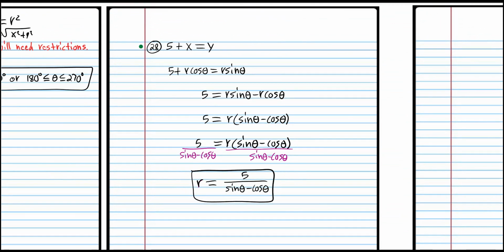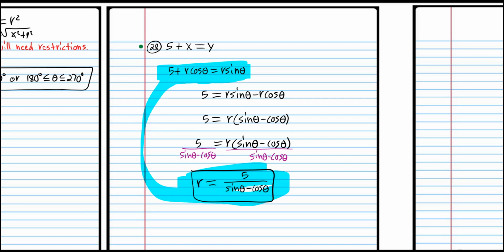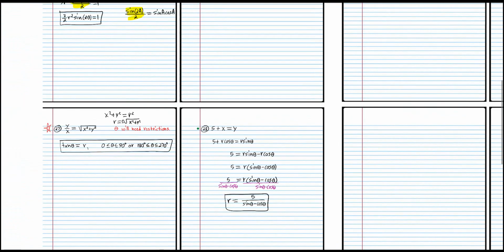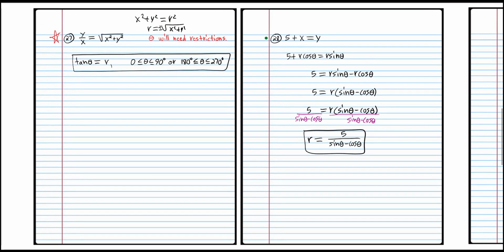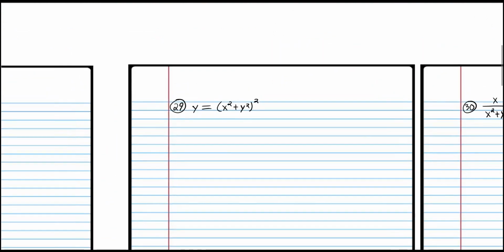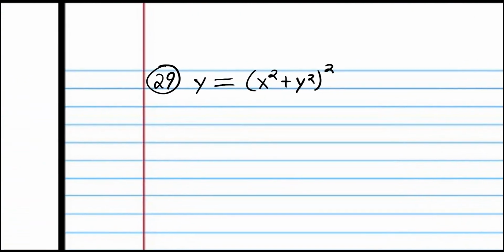Again, you can just leave your answer in this form up here. If you didn't convert to this form, that's okay. But just be aware that sometimes you'll see that form. So take a picture of numbers 27 and 28. And I want you to try number 29. When you come back, we'll do it together.